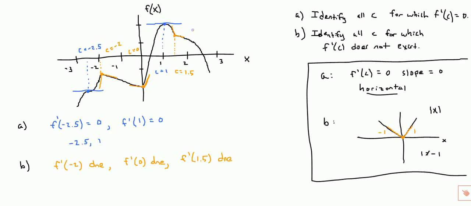Alright, and let's keep going. The derivative just looks negative over here, right? There's no more cusps in the graph. So we found 3 points where the derivative does not exist. They're -2, 0, and 1.5. Okay, so f prime of c equals 0. We found horizontal lines, right? Horizontal tangents. We found them at 2 points, -2.5 and 1. And then points where the derivative does not exist, we're looking for cusps in the graph. And we found 3 of them, -2, 0, and 1.5.